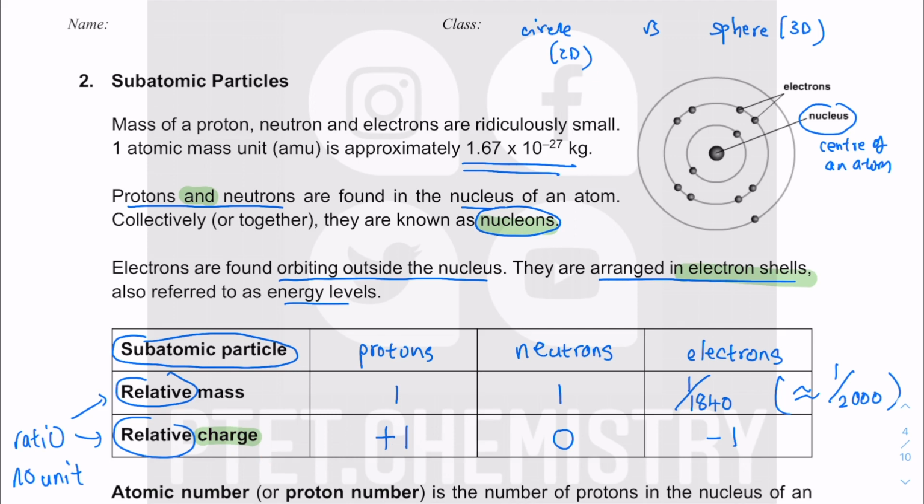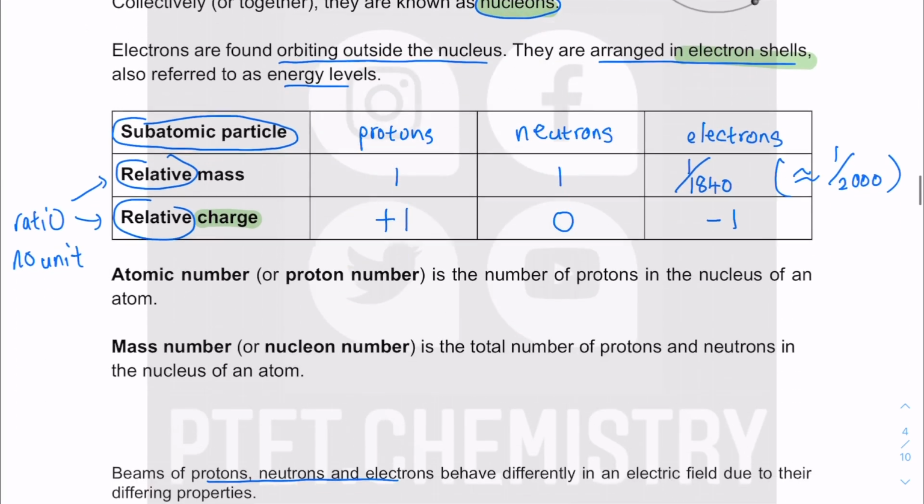Candidates should be able to state the relative masses and the relative charges for protons, neutrons, and electrons. And questions can rotate around whether you have electrons here or protons here or neutrons here, or in whatever order that they do.